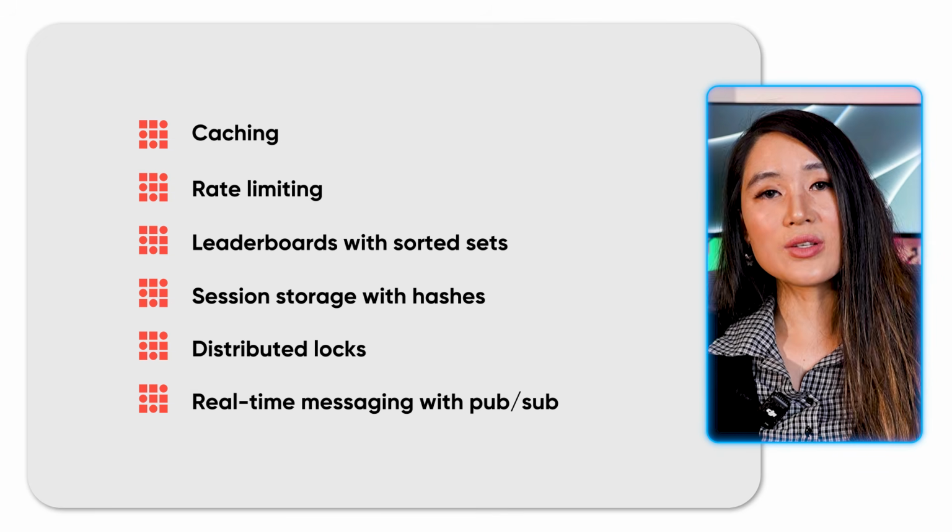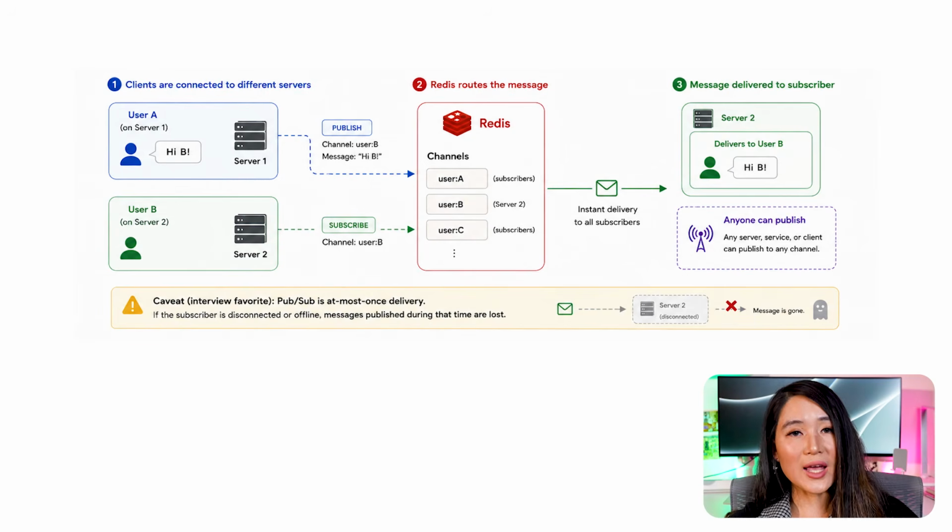Pattern 6 is real-time messaging with pub sub. Servers subscribe to channels. Anyone can publish to them. In a chat app, when user A on server 1 messages user B connected to server 2, server 1 just publishes to user B's channel and Redis routes it instantly. One caveat is that pub sub is at-most-once delivery. If the subscriber is disconnected, the message is gone. If you need guaranteed delivery, you reach for Redis streams, an append-only log with consumer groups that's essentially a lightweight Kafka or a dedicated message queue.